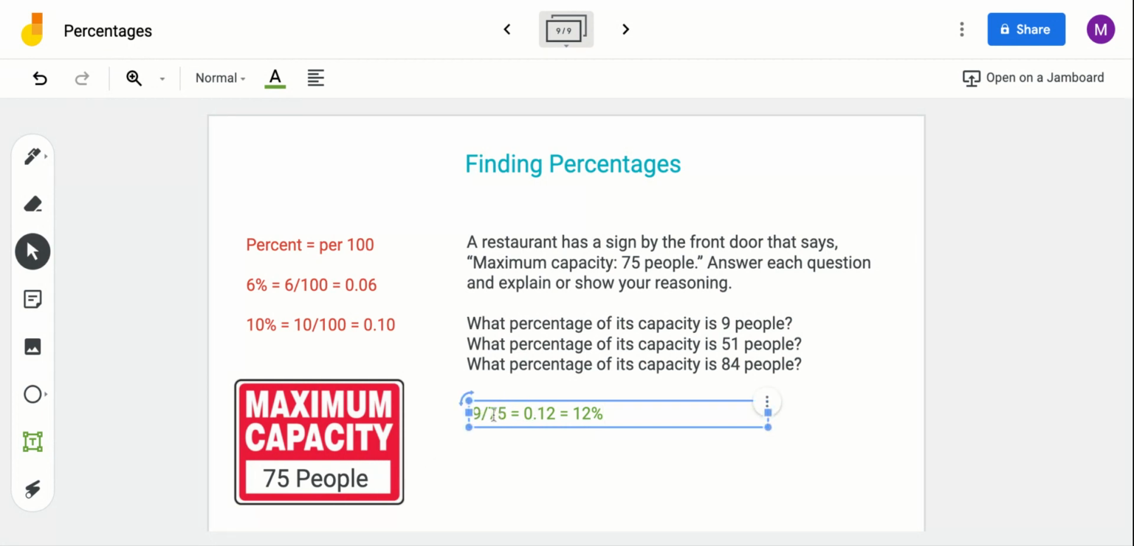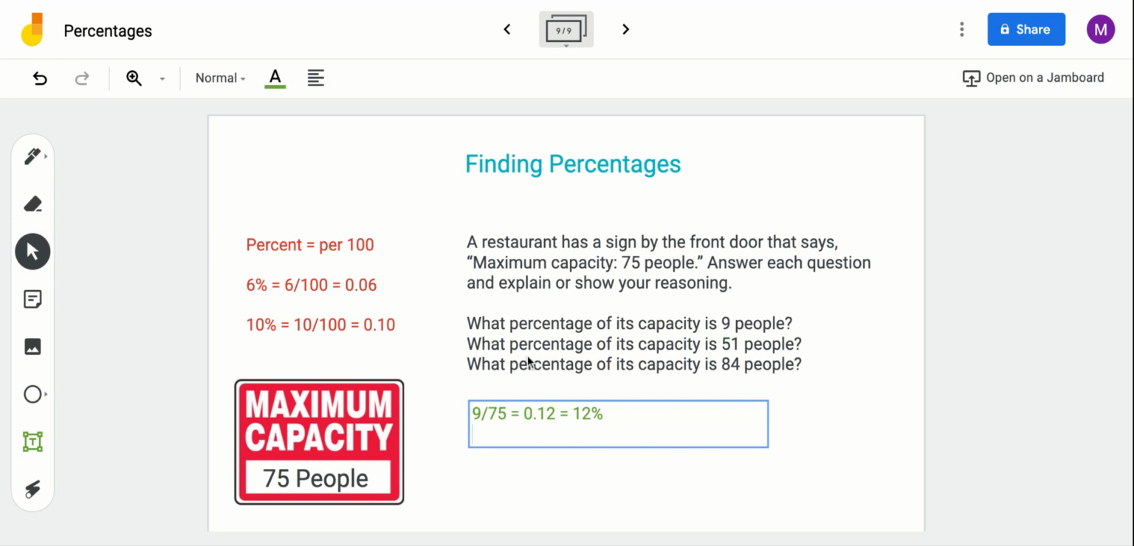I start out with the fraction 9 of 75. I convert that to a decimal. 9 divided by 75 equals 0.12, 12 hundredths. And 12 100ths is the same as 12%. I'm starting with my decimal and moving backwards into my percent.